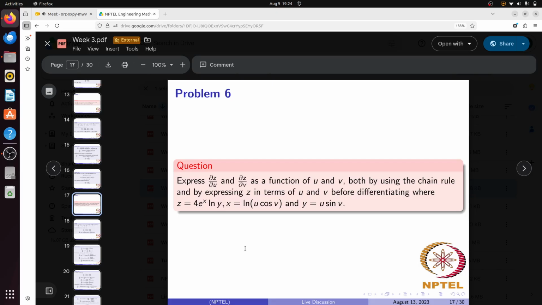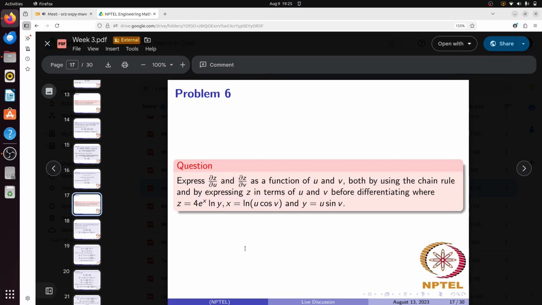Again this problem is quite similar to the last problem. You need to express del z del u and del z del v as a function of u and v, both by using the chain rule and by expressing z in terms of u and v before differentiating, where we have z equal to 4 e power x ln y, x equal to ln u cos v, and y equal to u sin v. So del z del u.